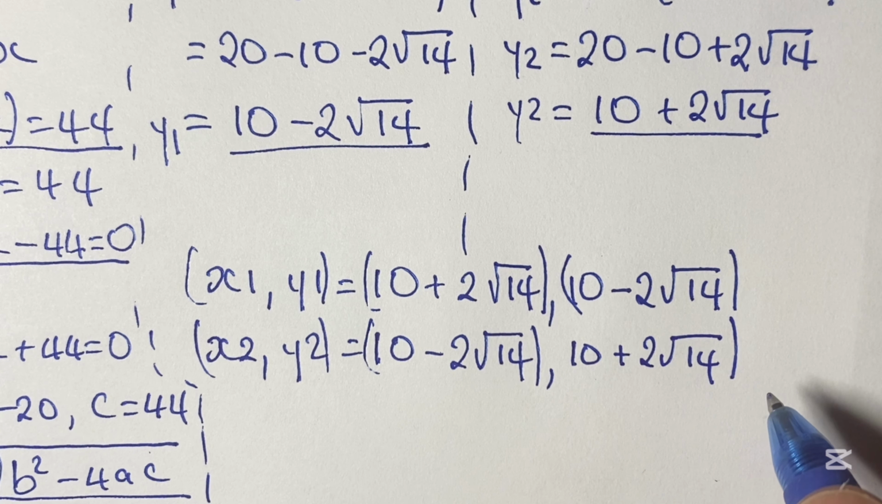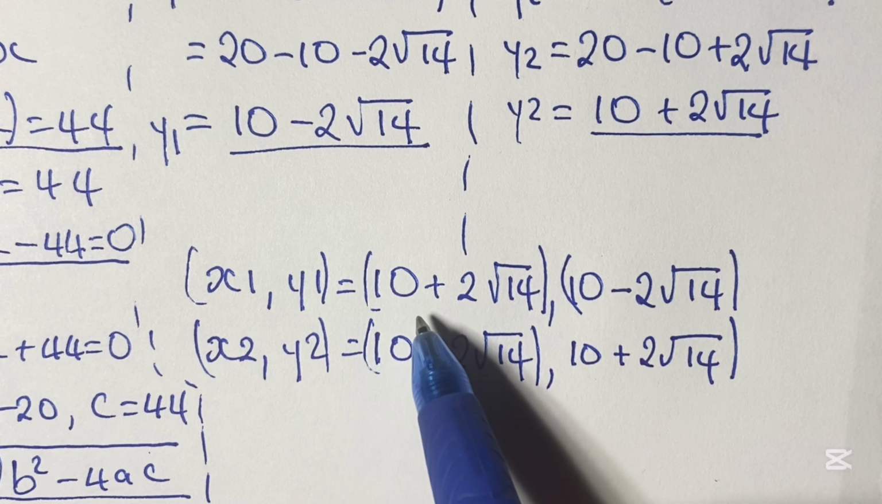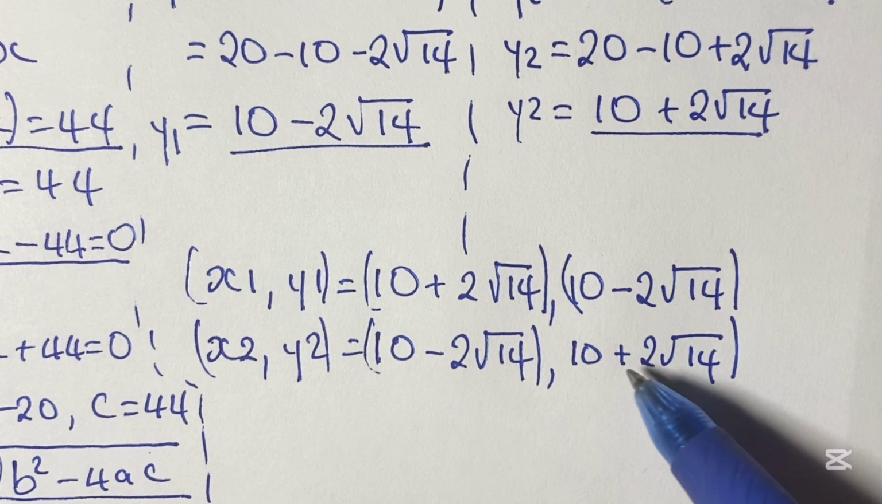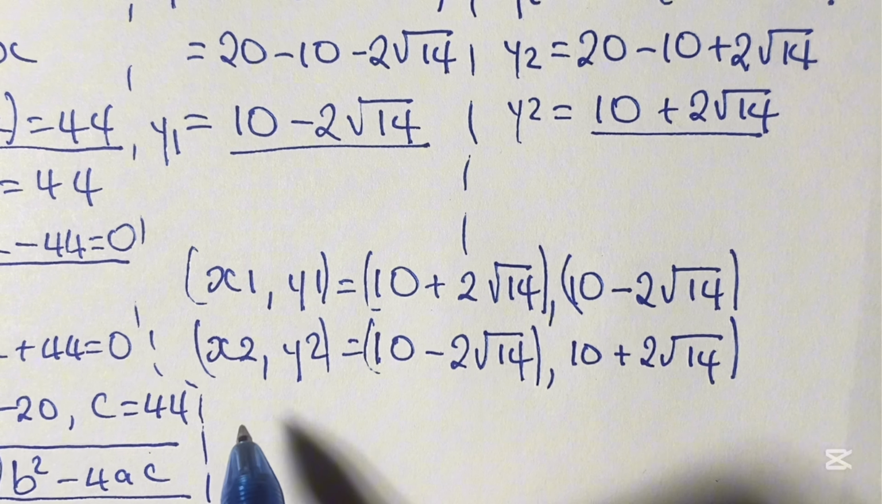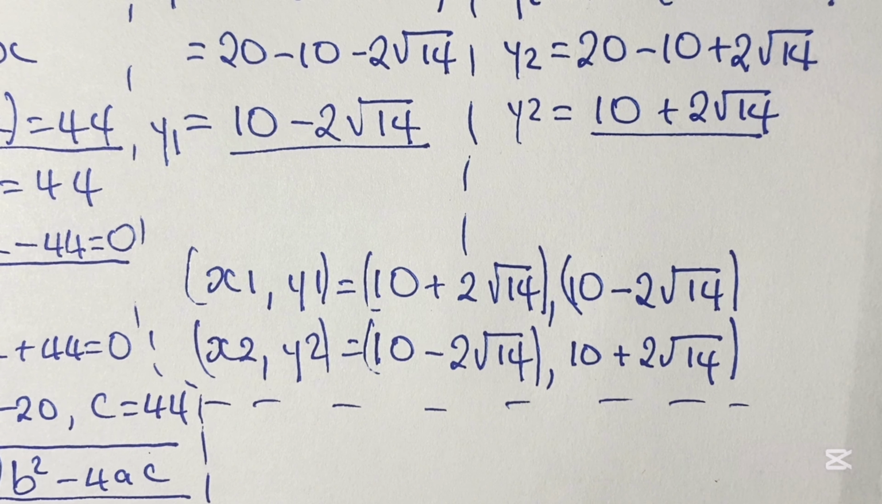Do you notice anything interesting about the two pairs of equations? We have the value of x1 being 10 plus 2 root 14, and the value of y1 is 10 minus 2 root 14. The value of x2 and y2 is 10 minus 2 root 14 and 10 plus 2 root 14. Now if you look closely, we have x1 is equal to y2 and x2 is equal to y1. So that is something interesting to note.